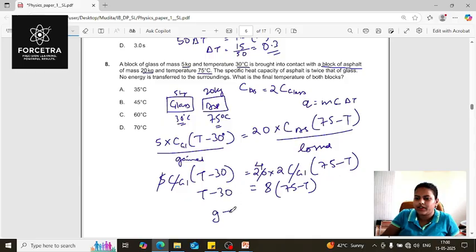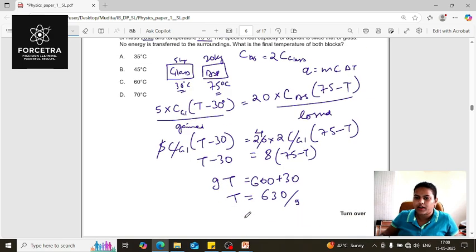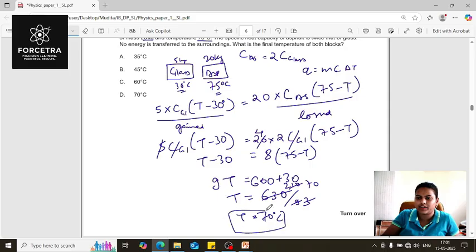So it would be 9T is equal to 600 plus 30. When you solve it, it would be 630 upon 9, it's T. And you solve it further, it is 70. So temperature is 70 degrees centigrade. D is the correct option.